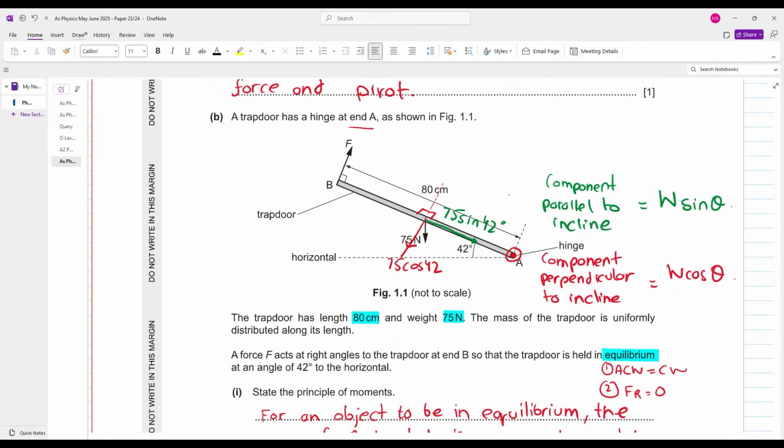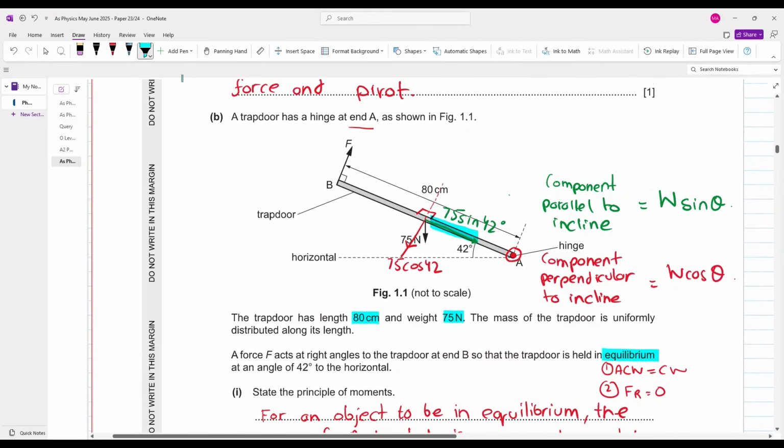First of all, realize that the force that is parallel to the incline, the 75 sine 42 force, will generate a moment of 0. Why? Because this is passing through the pivot. Any force passing through the pivot will generate a moment of 0. Then you have this force F. This force F is generating a clockwise moment. Can you calculate this clockwise moment? Yes, F times 80 centimeter.